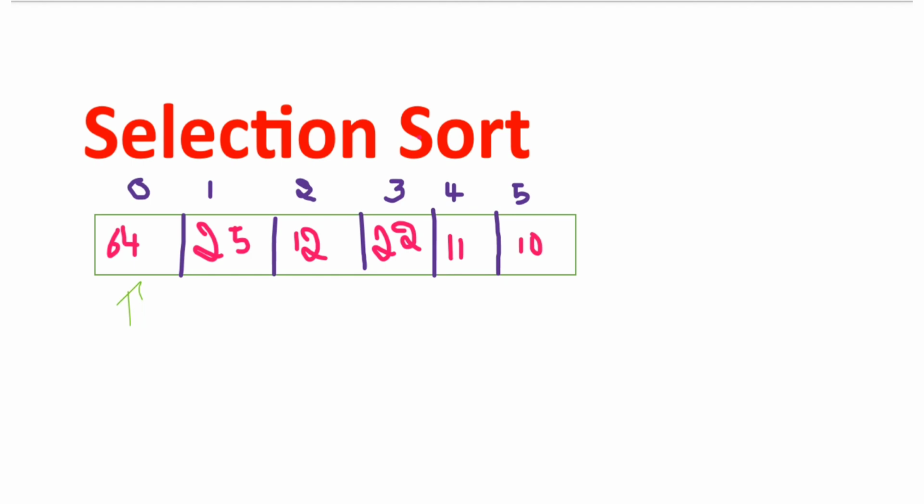So, in the place of 64, I need to place 10, and in the place of 10, I need to place 64. This is the sorted part. Now, these are the elements to be sorted, the unsorted part.